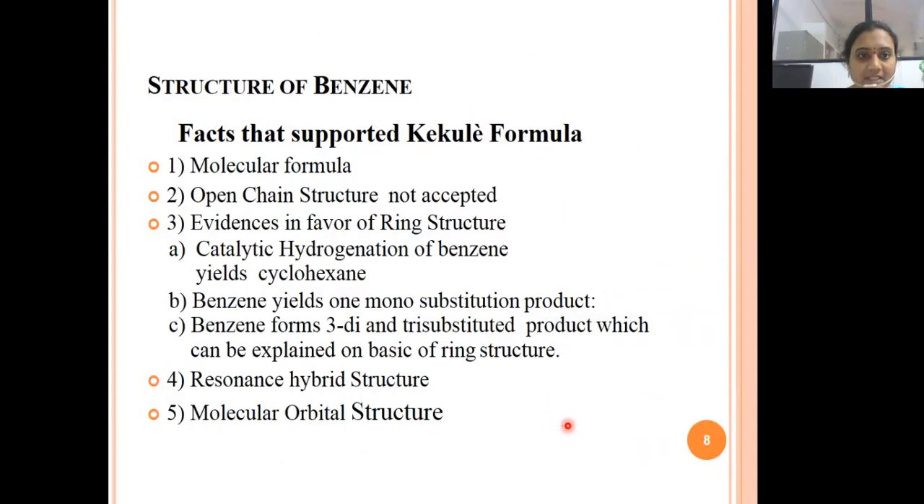Next, evidences for the derivation of the structure of benzene. One is based on molecular formula, that is, how the molecular formula is derived. Then open chain structure not accepted, and evidences in favor of ring structure. In that, three concepts are there: catalytic hydrogenation of benzene yields cyclohexane; benzene yields one monosubstitution product and forms three di- and tri-substituted products, which can be explained on the basis of ring structure. Next, resonance hybrid structure, and finally molecular orbital structure. Based on these evidences, we will derive the structure of benzene. Let us discuss one by one.